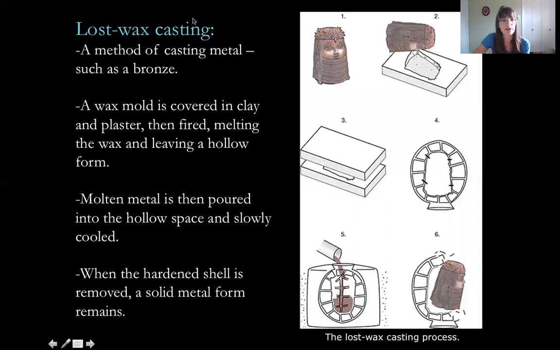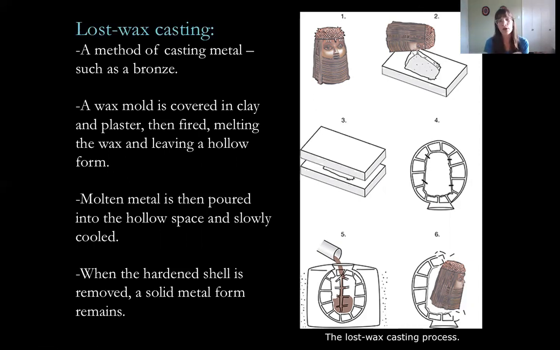This is what the process really looks like. And as I said at the beginning, this is the lost wax casting process. It's a method of casting metal such as bronze, and you see the picture over here on this side of the screen. A wax mold is covered in clay. Of course, you're making a wax mold, carving away at a wax block, probably. That's subtractive, right? And then you're covering that in clay. Okay, that's additive.